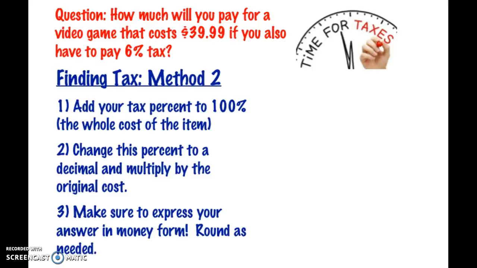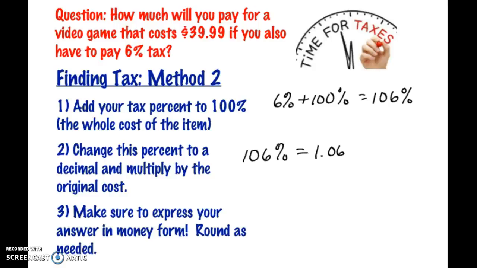You add your tax percent to 100%. So we have 6% tax plus the 100% that we have to pay for the item. Means we have to pay 106% of the original cost. So again, we're going to take 106% and make it a decimal, 1.06. We move the decimal back twice. And now we're going to multiply that 1.06 by the original cost.